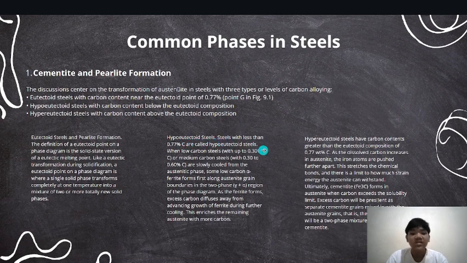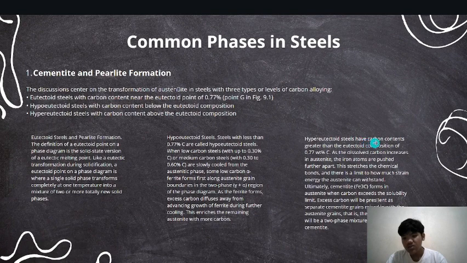Hypoeutectoid steels. Steels with less than 0.77% C are called hypoeutectoid steels. When low carbon steels or medium carbon steels are slowly cooled from the austenite phase, some low carbon ferrite forms first along austenite grain boundaries in the two-phase region of the phase diagram. As the ferrite forms, excess carbon diffuses away from the growing ferrite during further cooling. This enriches the remaining austenite with more carbon.